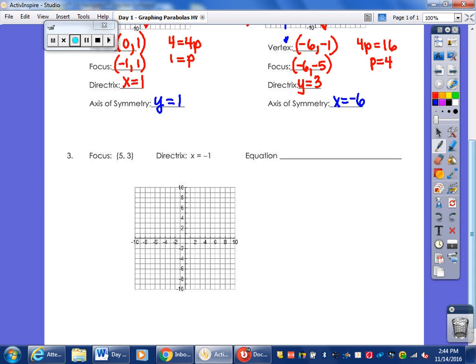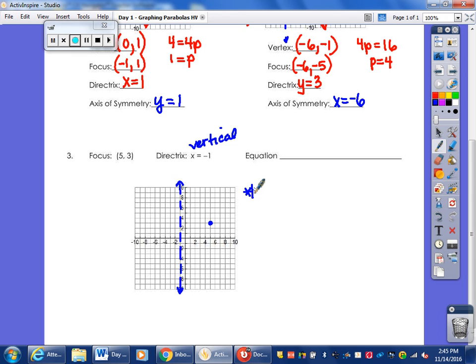All right, the last problem, you have to figure out the equation based on the information that they gave us. So the first thing you'll want to do is plot your focus. Okay, your focus is at 5, 3, and your directrix is at x equals -1. X equals means that that is a vertical line. So what this is going to tell you, because this is a vertical line and our focus is over here, is that this thing has to open to the right.